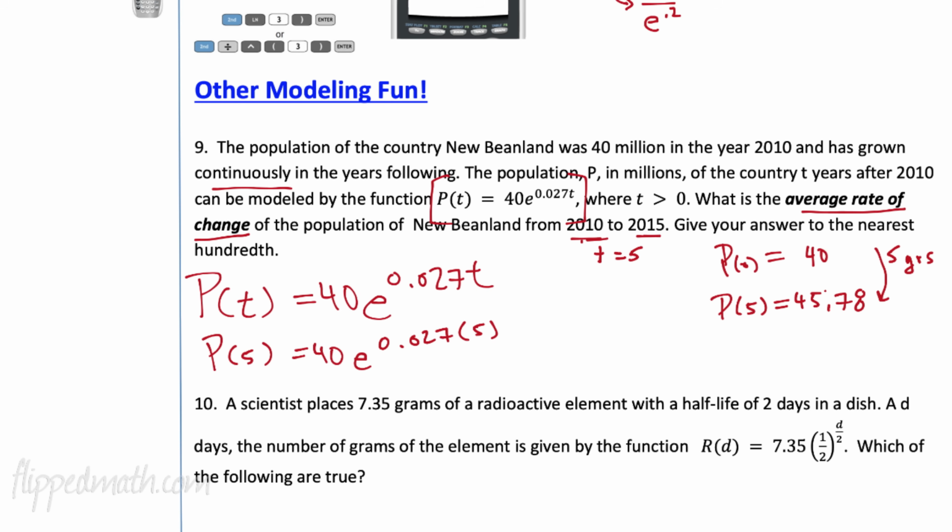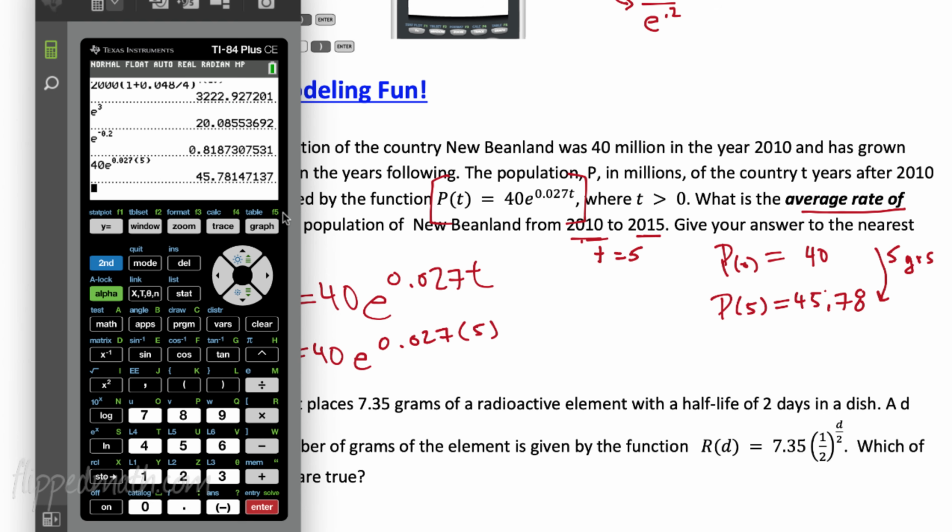So it went from 40 to 45. We want to find how much it's changed. So I'm going to take that 45.78, I'm going to subtract off the 40. Very cool. And it leaves me this number. That's how much it's increased.